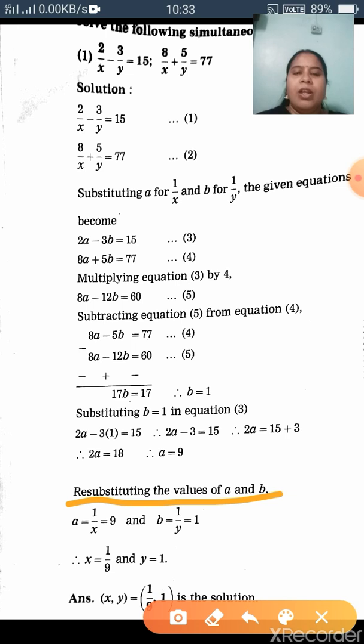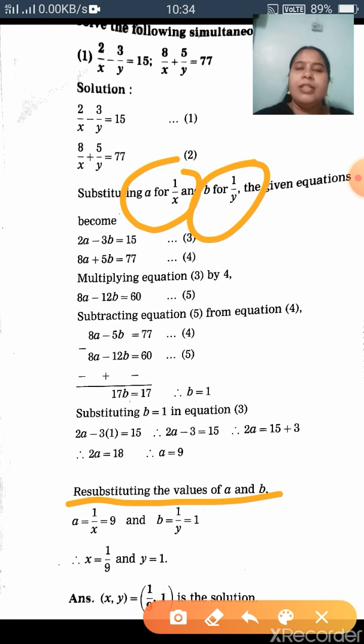What was a? Go back here and see. a was 1 upon x. What was b? b was 1 upon y. This is what I will resubstitute. So a is equal to 1 upon x, and 1 upon x will be equal to 9, as a is equal to 9. Similarly, b is equal to 1 upon y and that will be equal to 1 because b is equal to 1.